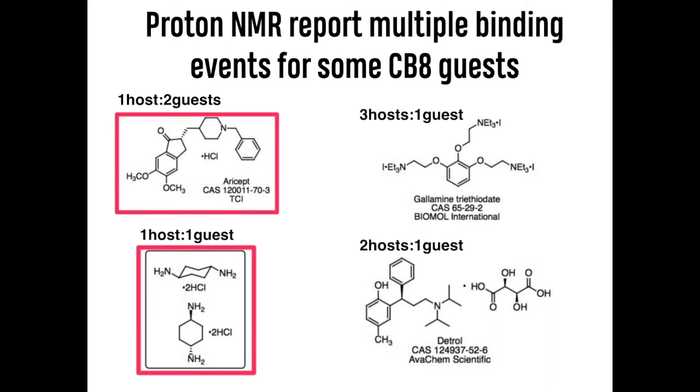The participants have not been affected too much by this, as all of them submitted calculations for a one-to-one complex for both of them, as far as I could get out of the methods section. But there was one group that tested this hypothesis for both of them, and blindly predicted that the second compound would not bind, which I thought was pretty cool. And then we have these other atypical binders, for example, gallamine triethiodide, which binds 3 hosts to 1 guest.